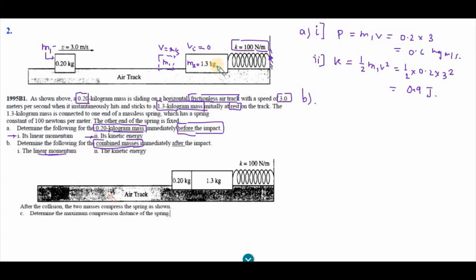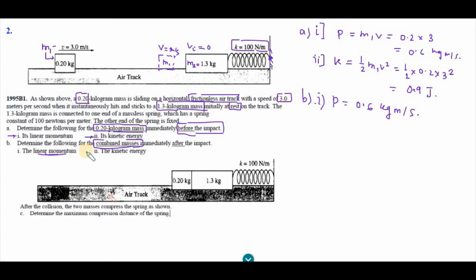In that case, what would be the linear momentum? We know that momentum is always conserved, and since the momentum is conserved, the total momentum will always remain the same. So whatever the momentum before the collision, that will be the same as the momentum after the collision. The momentum we have already computed, that is p equal to 0.6 kg meter per second. The momentum of the first block before the collision represents the total momentum, since the velocity of the second block before collision is 0. That means for part B1, the momentum is 0.6 after the collision as well.